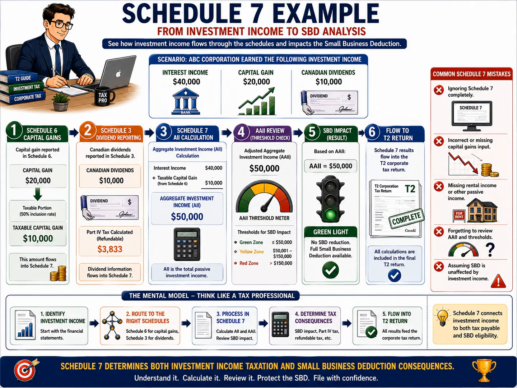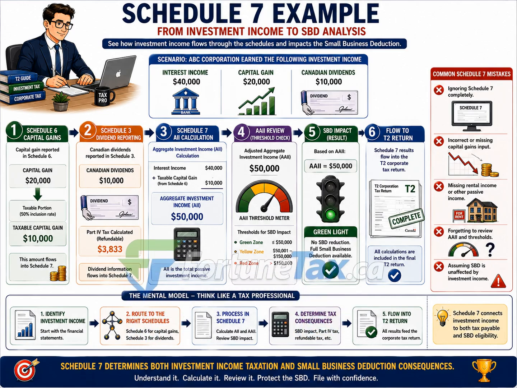Next, we look at the Canadian dividends. The $10,000 of dividends received from another Canadian corporation is reported in Schedule 3. Schedule 3 calculates the applicable Part 4 tax, which in this example is approximately $3,833. The dividend information then becomes part of the overall corporate tax reporting process.